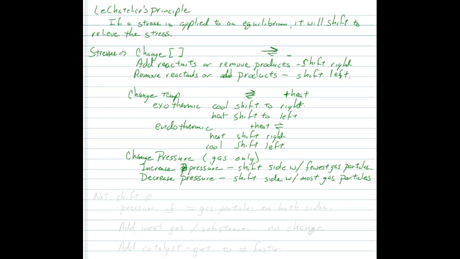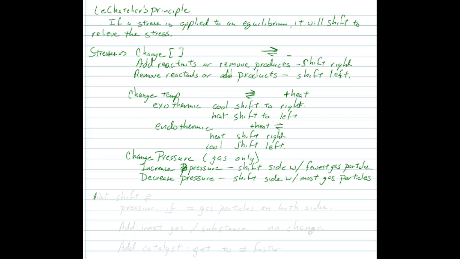If you're increasing the pressure, you're forcing it into a smaller space, so you'll shift to the side with fewer gas particles, which has a smaller volume. If you decrease the pressure, you are increasing the volume. Increased volume will allow for more particles to spread out, so you'll shift to the side that has more particles.